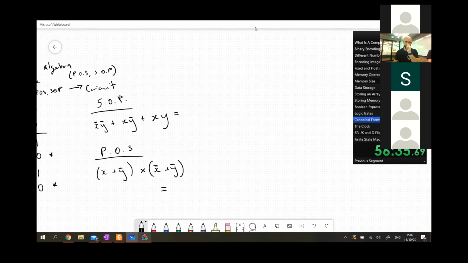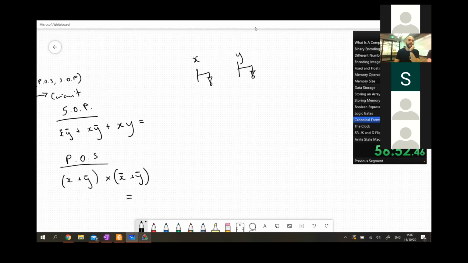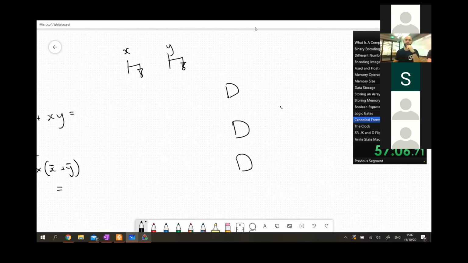Well, we know that we have 2 inputs, X and Y. We have a normal X and an inverted X, so at start we can just say that we've got one of each. Now you notice that we have 3 product terms, which means that we need 3 AND gates because that's the gate that does that operation. And then we have 1 big sum, so they're all going to feed into 1 OR gate.